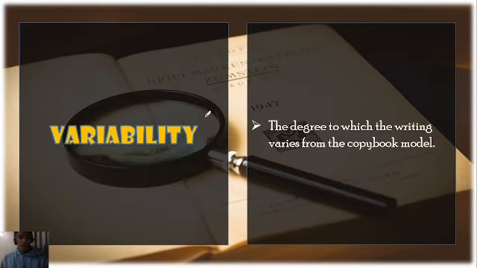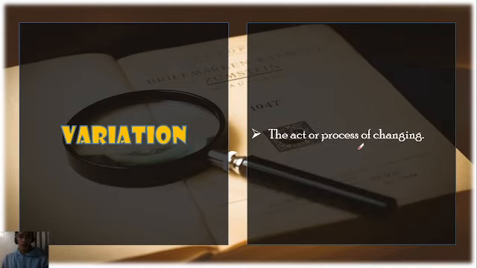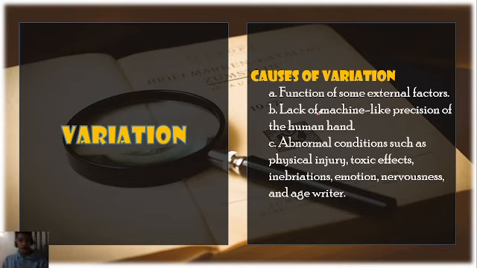And variability, the degree to which the writing varies from the copybook model. Sa atin kasi binabago natin, di ba? Yung instead na sundin natin yung nasa copybook model or tularan natin yung tinuro sa atin ng elementary, pero ngayon binabago-bago natin. The degree of change, or the degree on which it varies from the copybook model, that is what we refer to as variability. A variation naman, the act or process of changing, or nagbabago-bago yung sulat.